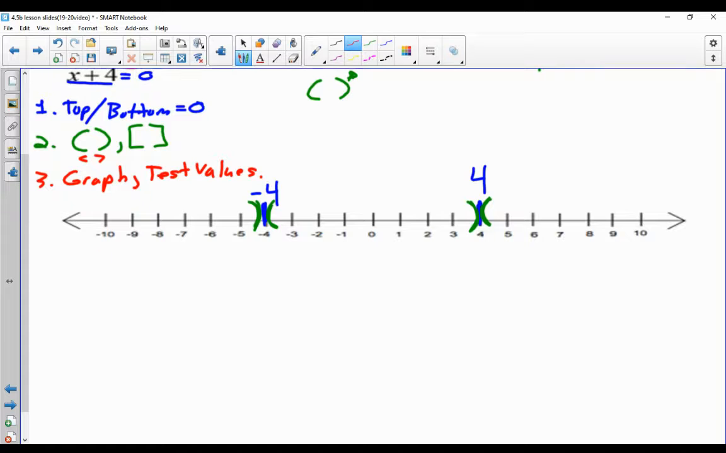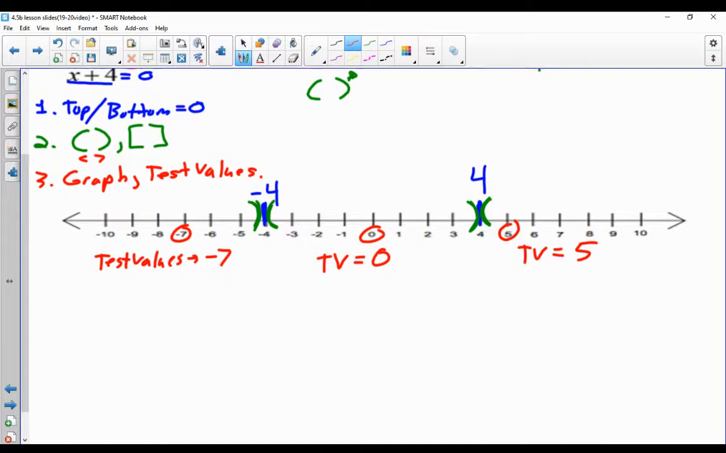So for this interval, I'm going to pick a test value to plug in. Like for example, I'll pick -7 within the first interval. The second interval, I'm going to pick test value, or TV for short, I'm going to pick 0. And I'll be plugging in 0 for that interval. For this interval, I'll pick a test value of 5.